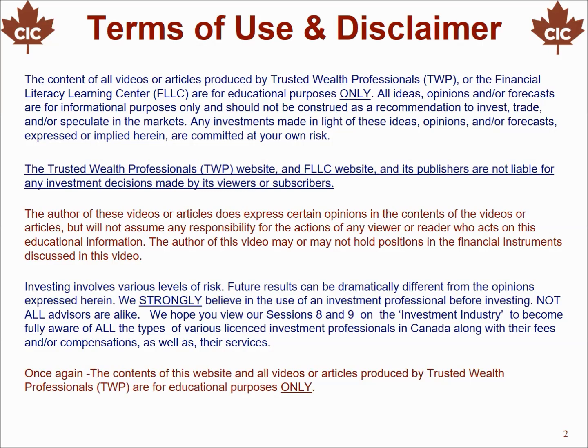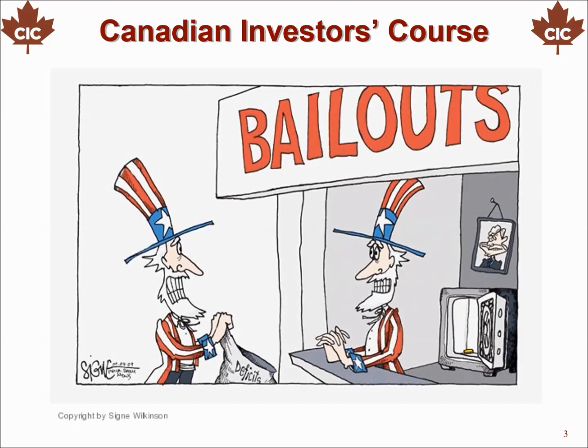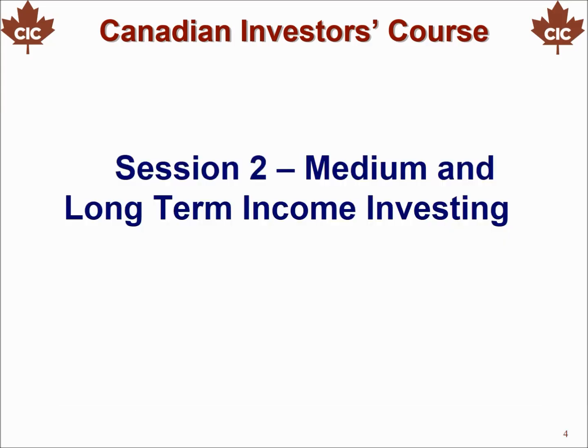Slide 3 is a cartoon. In the cartoon, you can see Uncle Sam trying to foist off his deficits on Uncle Sam, who's got an empty coffer. Of course, Uncle Sam could fill the coffer from the pockets of the U.S. taxpayers. Session 2's topic is medium and long-term income investing.